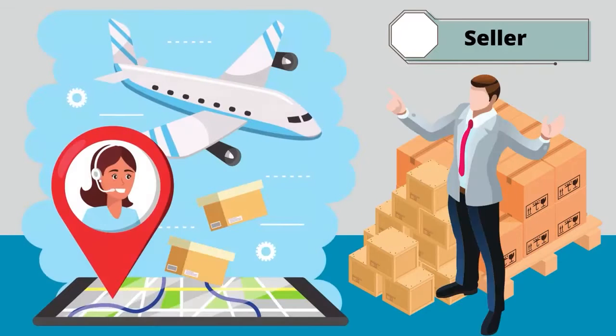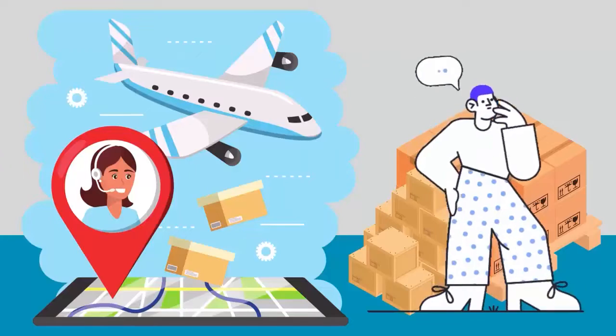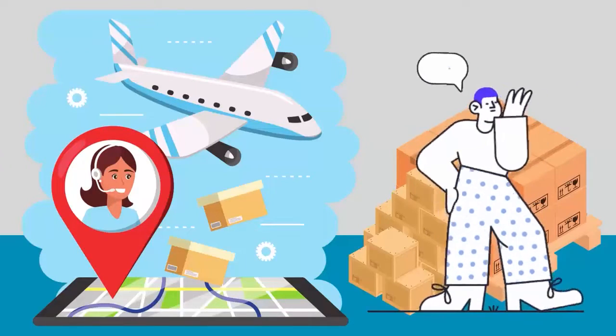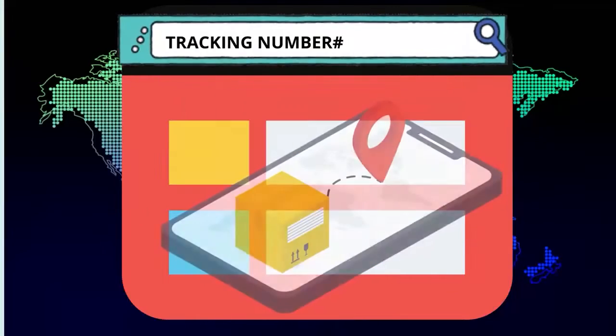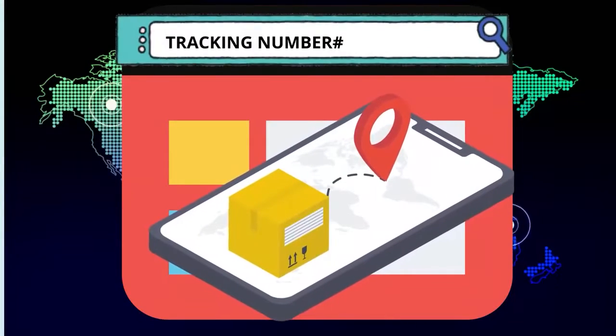All information about your cargo you get is through the seller, but you cannot be sure if they are telling you the truth or not. We recommend you ask your seller for a tracking number, and ask them how you can track your cargo online.